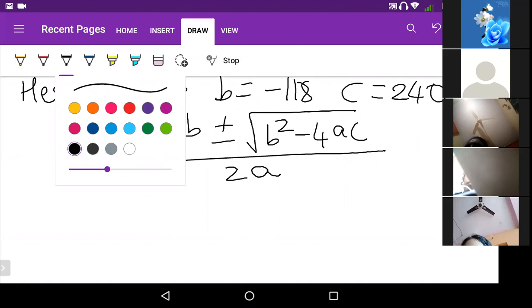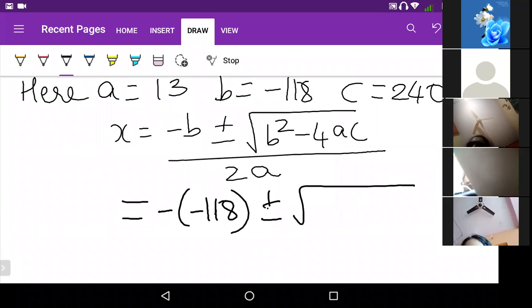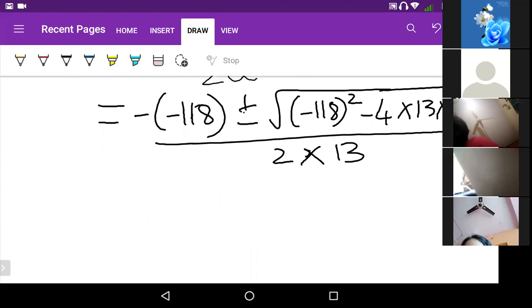Okay, so what do we have? x is equal to minus b, which is minus of minus 118, plus or minus the square root of minus 118 square minus 4 into 13 into 240. You're going to get big numbers, so be careful in solving them. Then 2 into a is 13. Okay, so this is the formula we got.